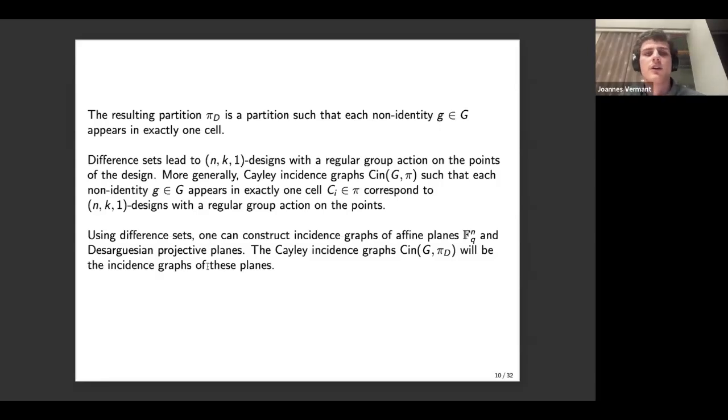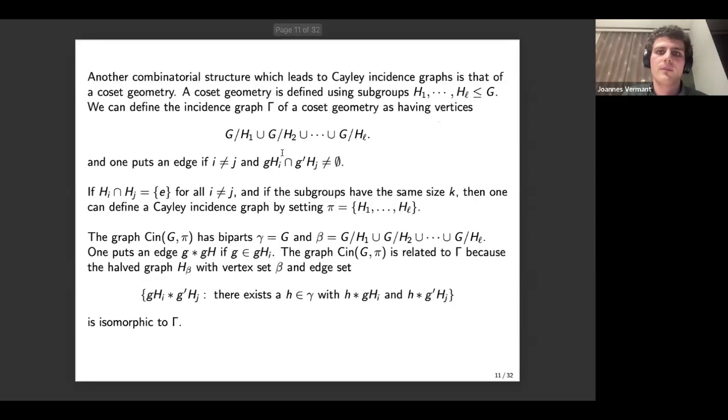Another example that I wanted to talk about is that of incidence geometries or coset geometries. There are certain coset geometries which you can also define using these Cayley incidence graphs.